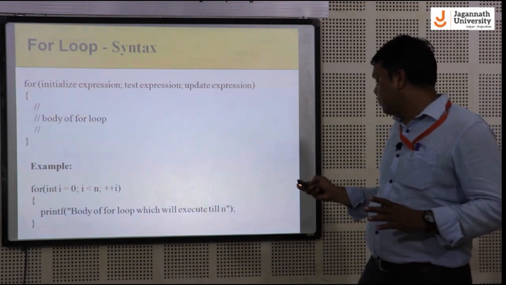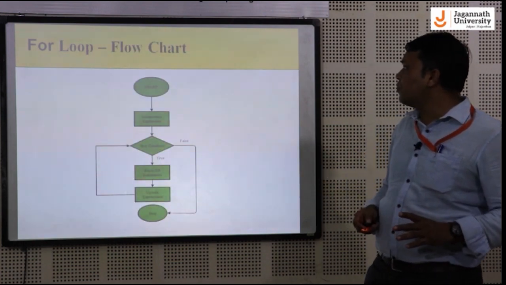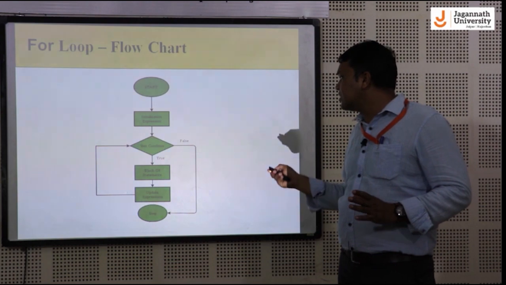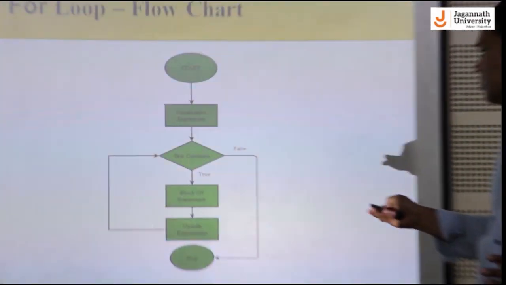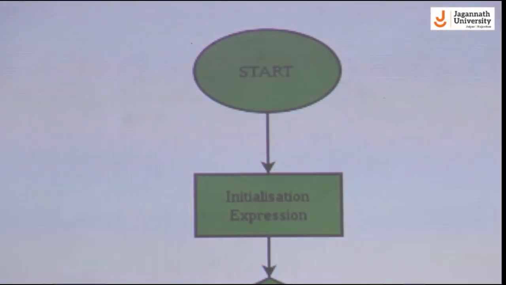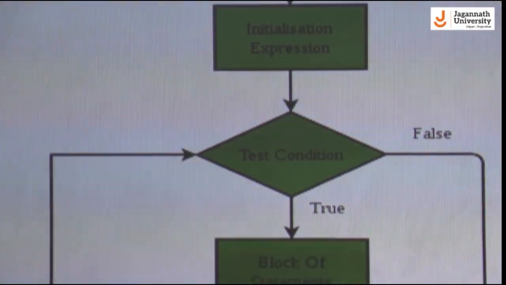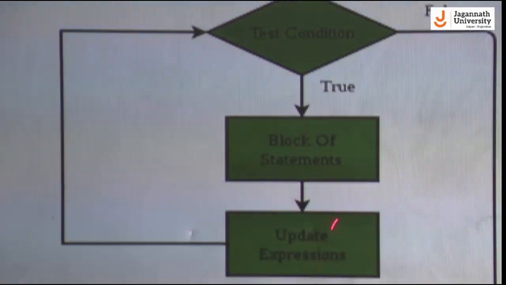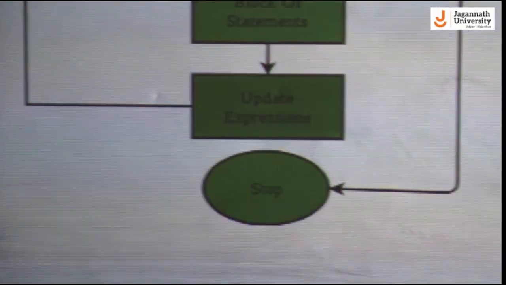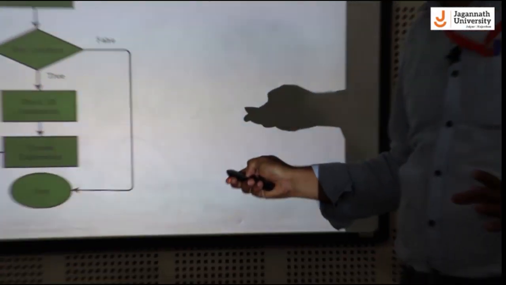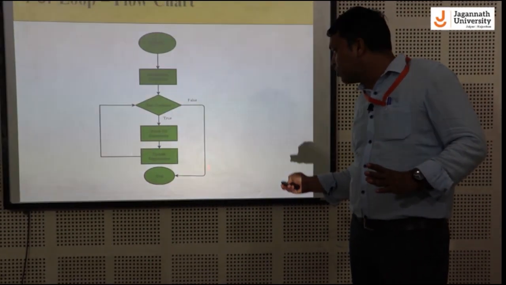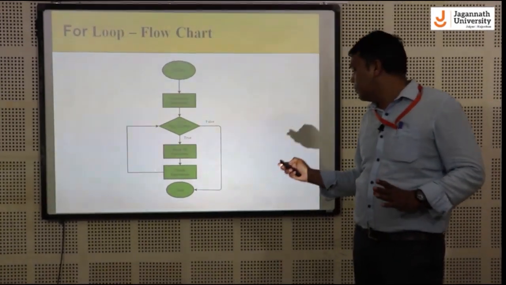For loop. This is the flow chart of a for loop. Start, initialization counter, condition test. If the condition becomes true, the block of statements will be executed. After that, update expression, and if the condition again becomes true, this same task will be repeated multiple times. When the condition becomes false, the loop will be terminated.